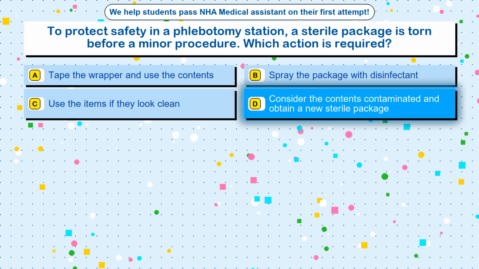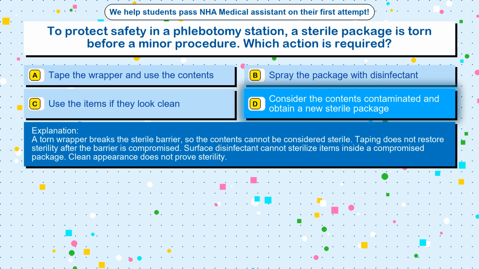The correct answer is option D. Consider the contents contaminated and obtain a new sterile package. A torn wrapper breaks the sterile barrier, so the contents cannot be considered sterile. Taping does not restore sterility after the barrier is compromised. Surface disinfectant cannot sterilize items inside a compromised package. Clean appearance does not prove sterility.